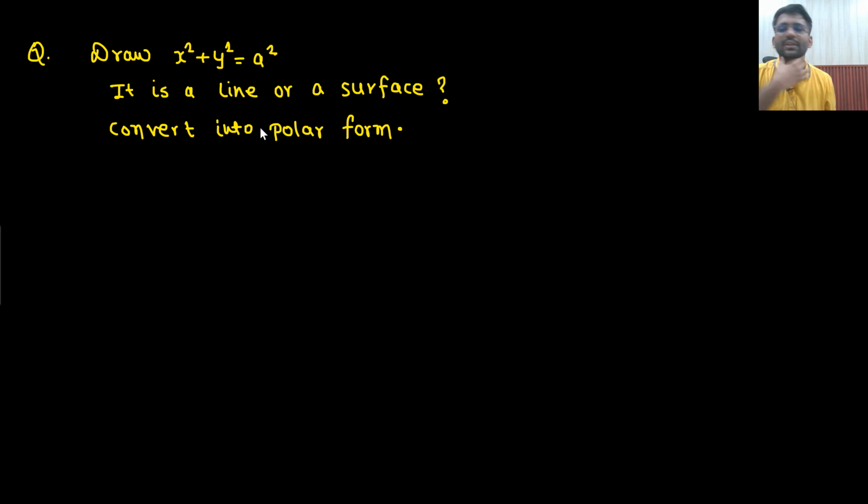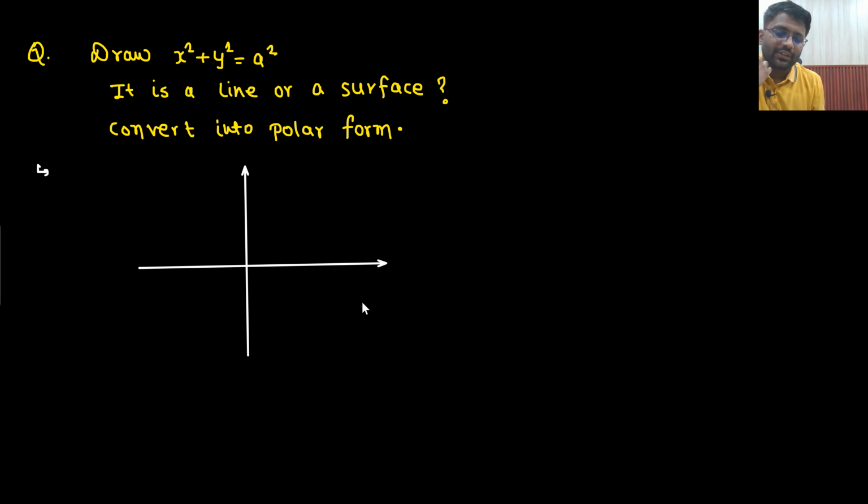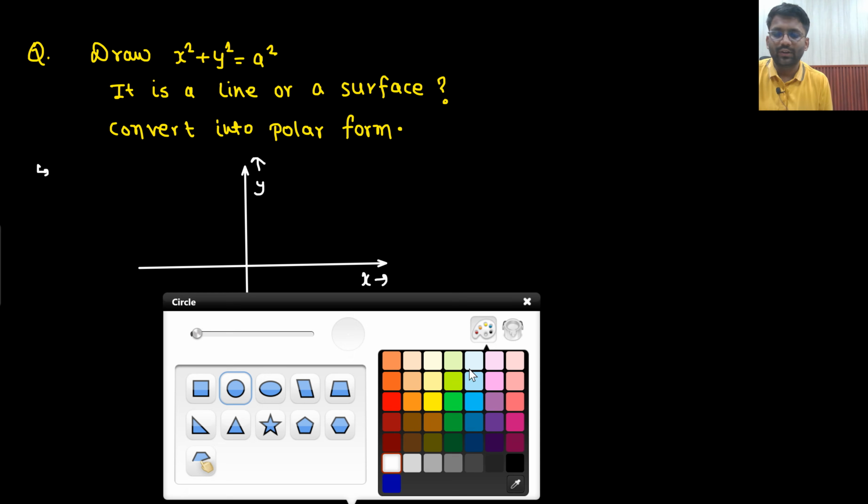Let's move to this question. You need to draw x square plus y square equals a square. Is it a line or a surface? Convert it into the polar form. So what question am I asking? First, draw x square plus y square equals a square. Have you seen this equation somewhere? Yes, sir, this is the equation of a circle. This you have already told us.